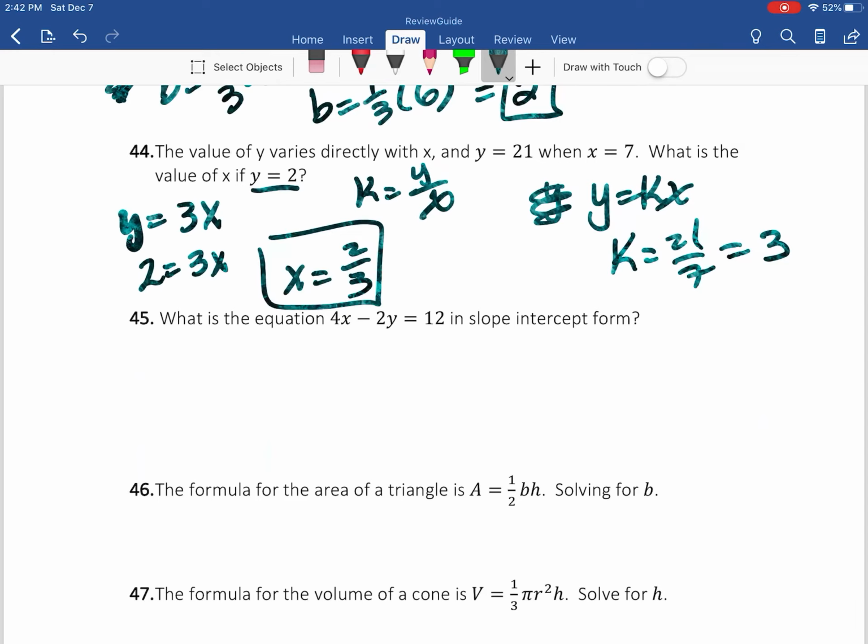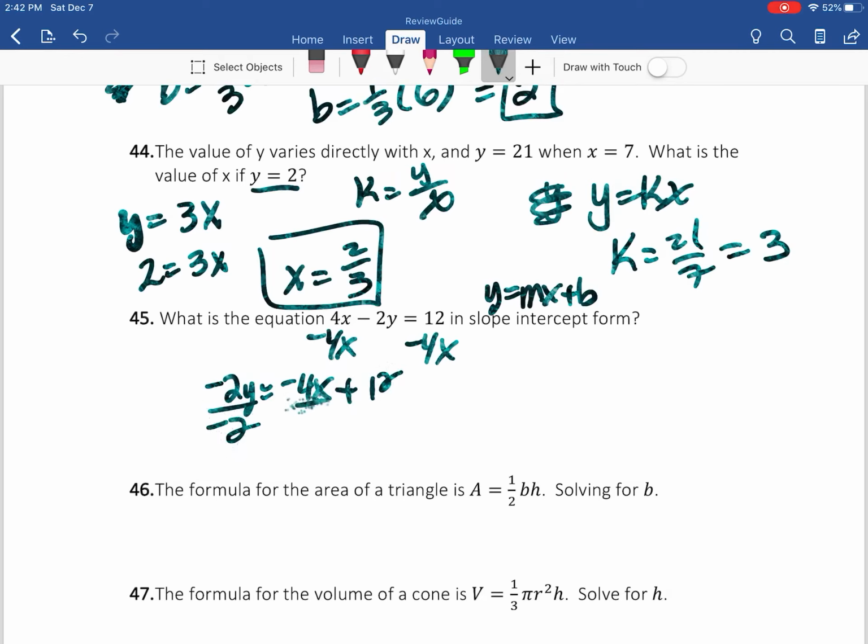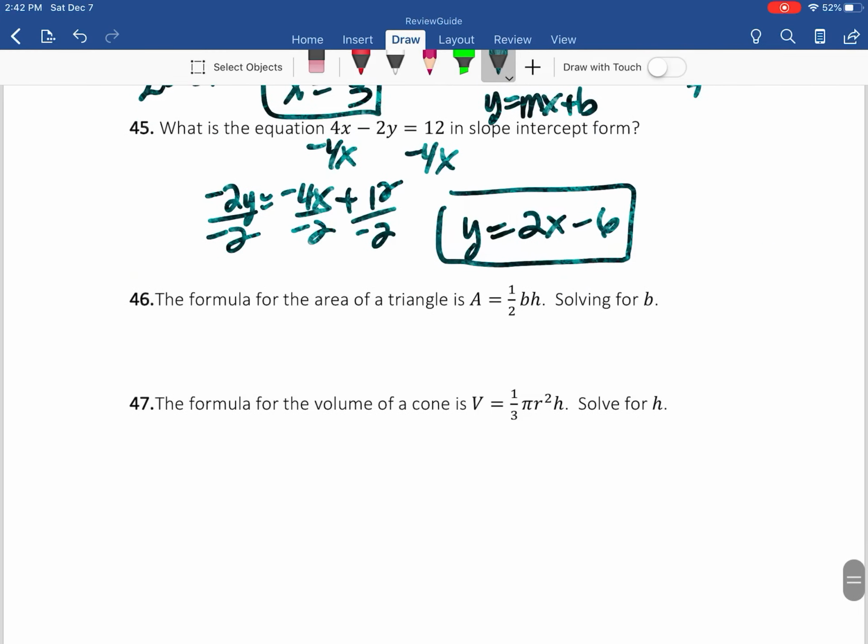Number 45, we're just putting it in slope-intercept form. Y is equal to mx plus b. So I'm going to solve for y. So I need to move my 4x over. That's going to give me negative 2y is equal to negative 4x plus 12, divided by negative 2. That gives me y is equal to positive 2x and then minus 6. I will do the last few questions.